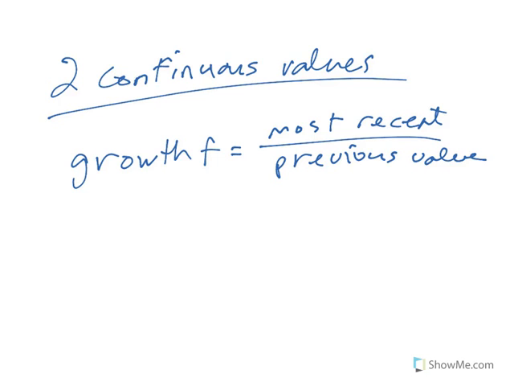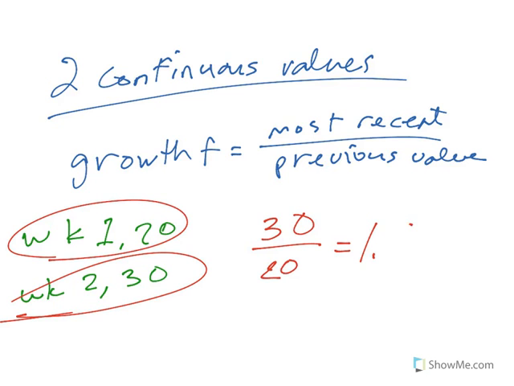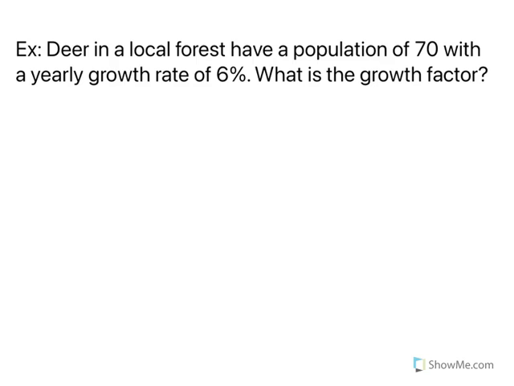So think about if I have week 1 is 20 and week 2 is 30. These are just the 2 things that we're talking about. The most recent would be week 2. So I would take 30 divided by week 1, which is 20, and that would give me 1.5, so that would be my growth factor. So depending on the value that you're given, that's how you find the growth factor.